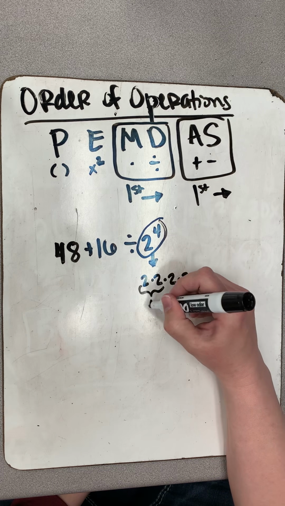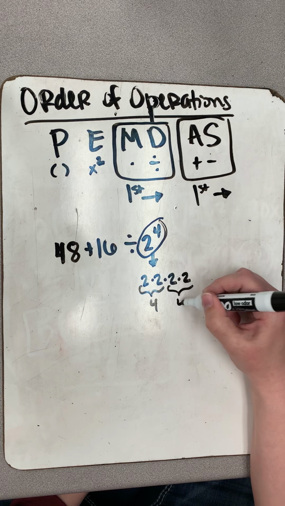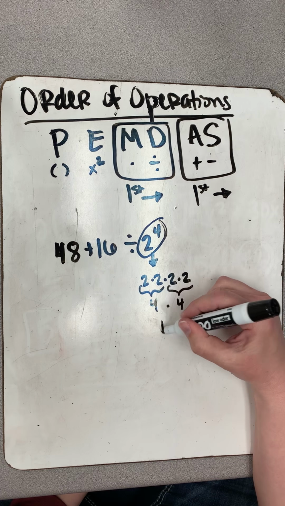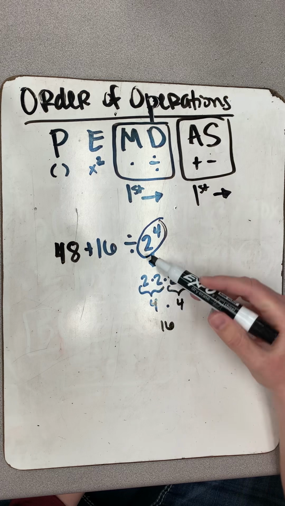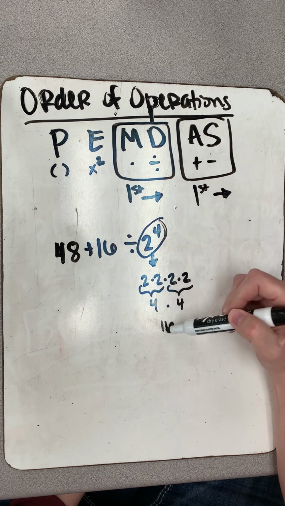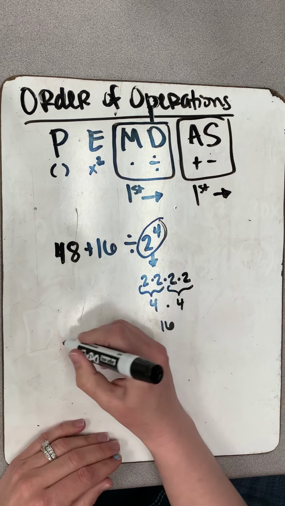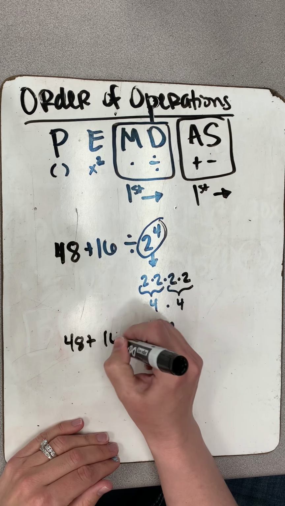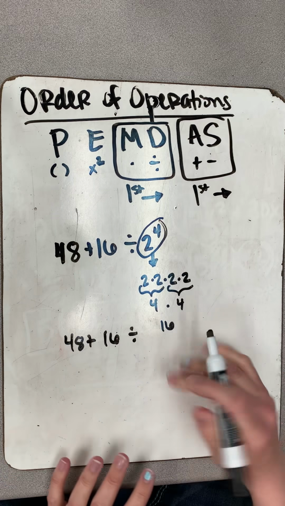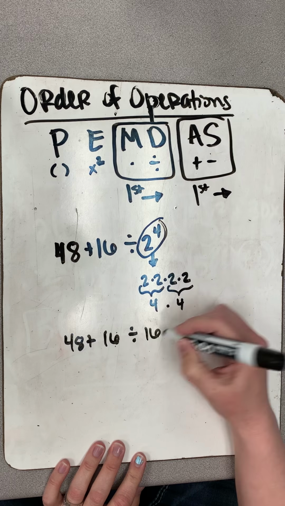Now 2 times 2 is 4. This 2 times 2 is 4. 4 times 4 is 16. So I know that 2 to the 4th is actually 16. Now I drop everything else that I haven't used. And I'm going to actually rewrite it right here.